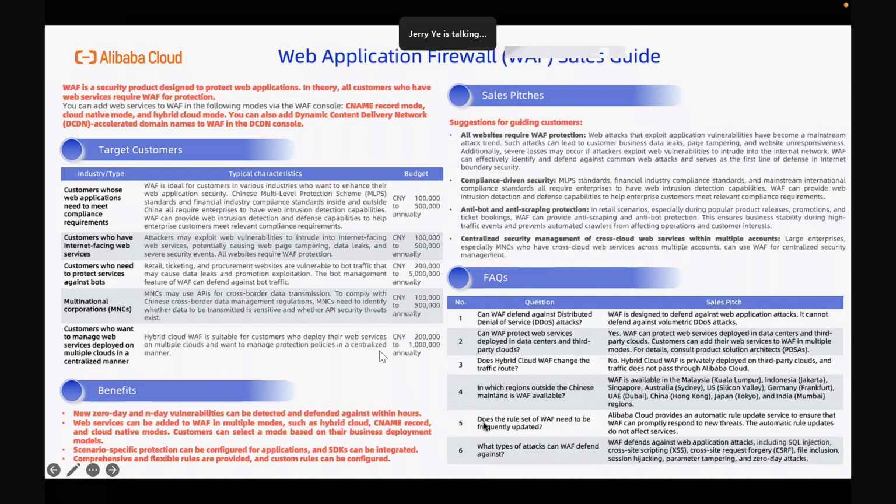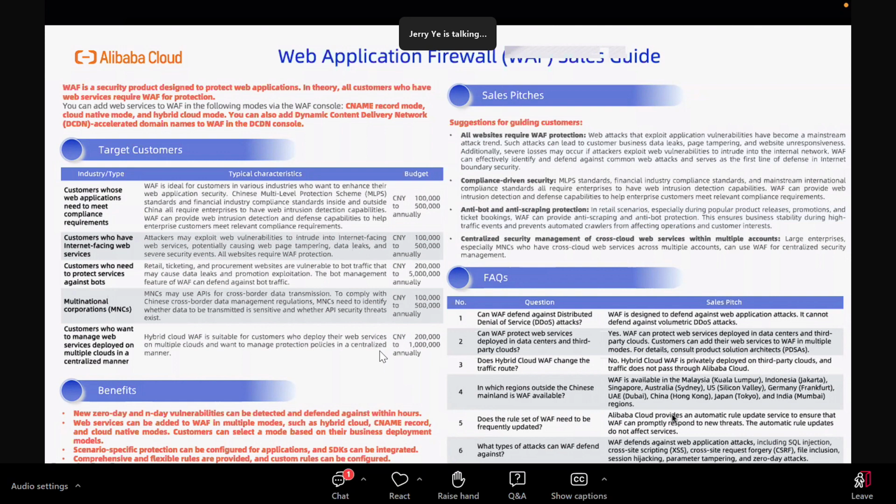The next one is, does the rule set of WAF need to be frequently updated? Actually, Alibaba Cloud provides an automatic rule update service to ensure the WAF can promptly respond to new threats. And we do have the threat intelligence platforms, and all the rules will be updated automatically.